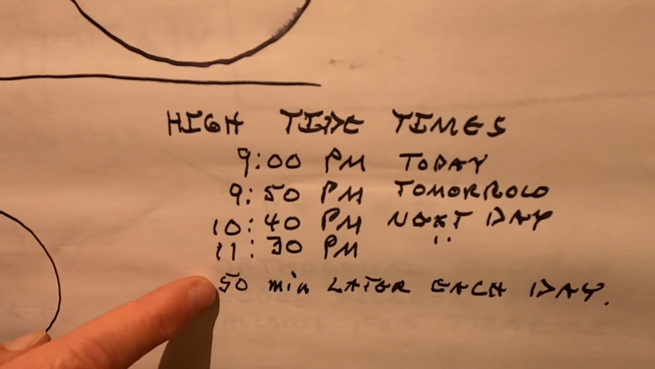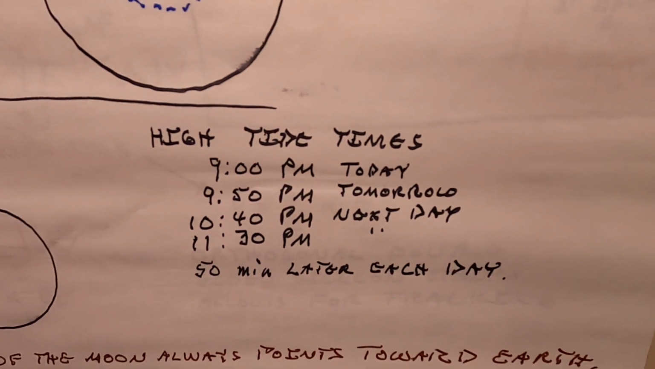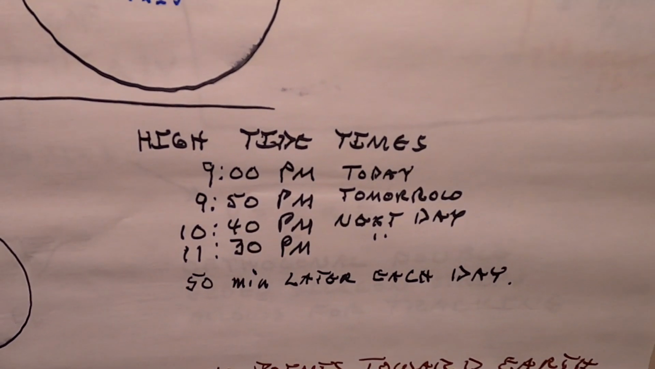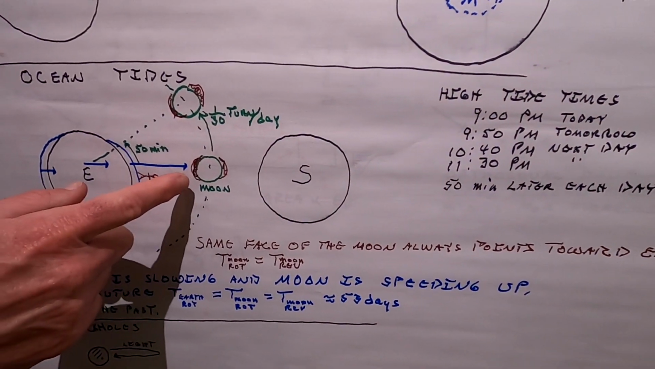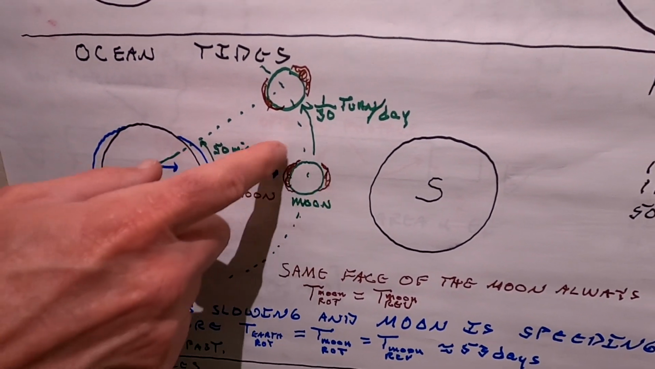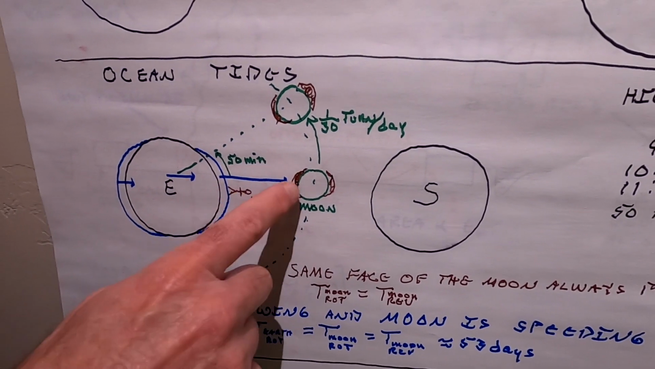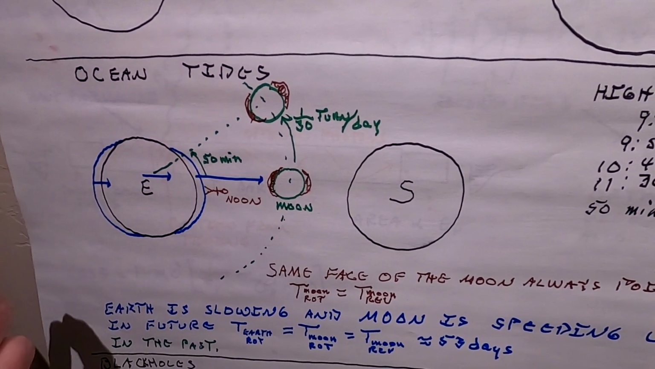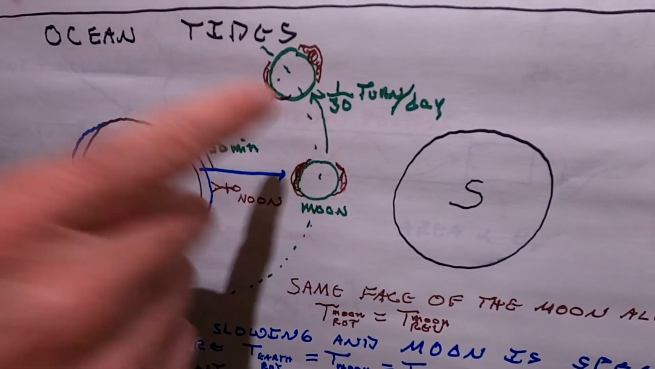High tides are 50 minutes later each day. So every day you go down there, it's going to be 50 minutes later every day. So what does that do? Well, if we come back to here, let's put the moon right overhead at noontime also. If the moon is right here, again, we have a high tide. But in one day, the moon is not there.